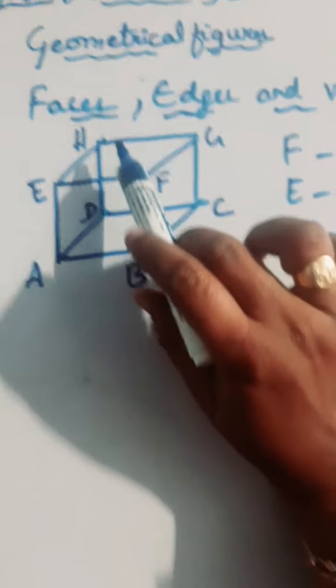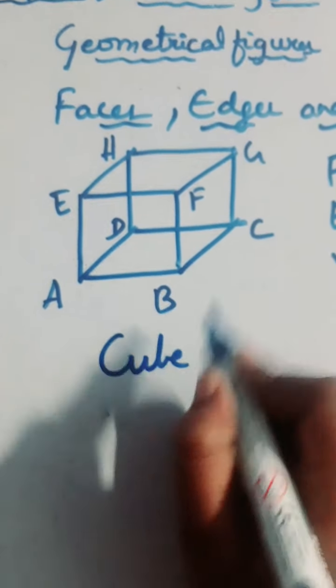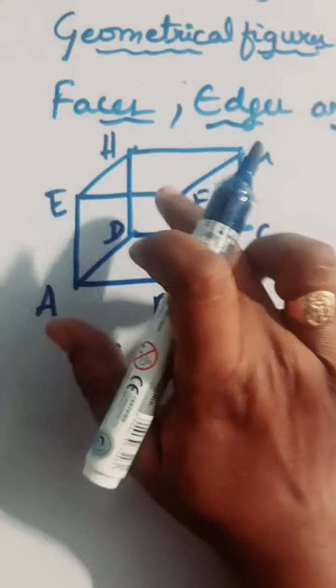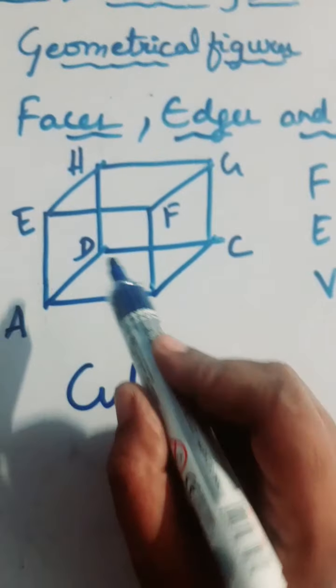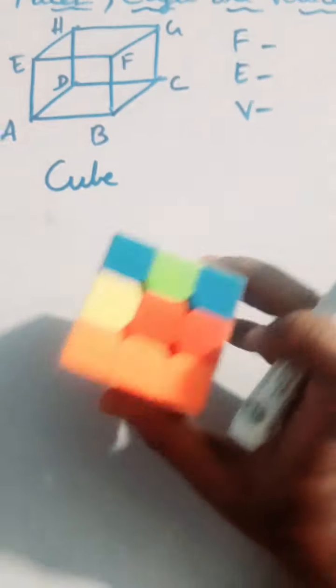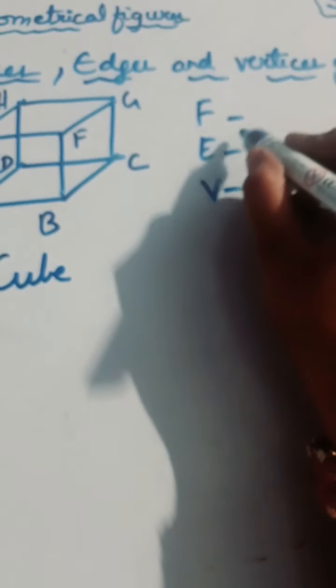Children, next let us move on to the faces, edges and vertices of a solid. The solid I have taken here is a cube. Here you can see the cube, which has square faces. To know how many faces it has, we have to count the faces of a cube, children. Here is a Rubik's cube. You can see the faces of the Rubik's cube here. How many faces does it have? 1, 2, 3, 4, 5 and the bottom one is the 6th. So it has 6 faces.